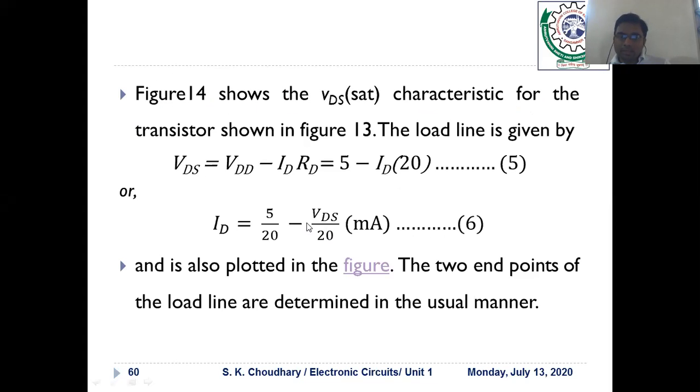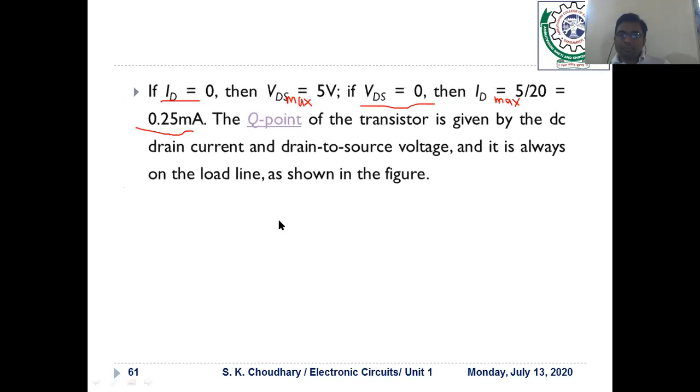When your VDS is equal to 0, ID max is 5 upon 20, that is 0.25 milliampere. When you have to find out the VDS max, ID is equal to 0. If ID is equal to 0, then VDS is equal to 5. Okay, very simple.